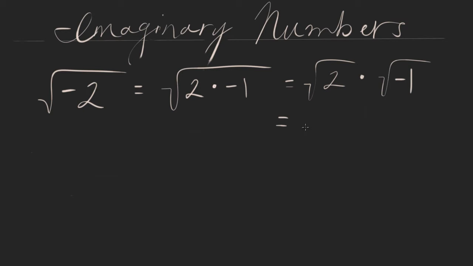And that's the same as, we can't really simplify the square root of 2 unless you really want a decimal, times i. So a nice way to write this would just be i times the square root of 2. And that would be an acceptable answer.